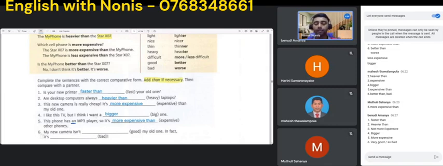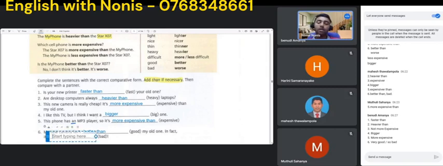The last one. My new camera isn't space. Within brackets they have given the word good. My old one. The comparative form of good is better. Better than my old one. So both the nouns are given, new camera and the old one. So because of that, we have to use than. My new camera isn't better than my old one.